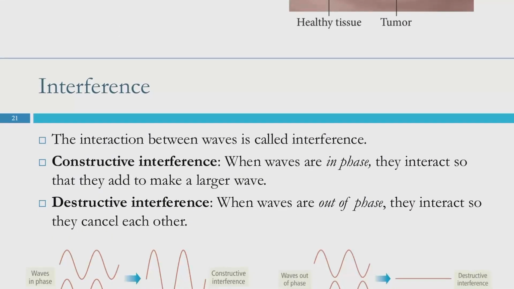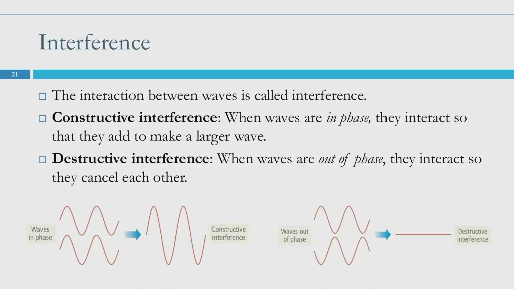Another interesting thing that happens with waves is that you can get interference. This happens with waves in a pool as well as with light and sound. So there are two types of interference. There's constructive interference. Construction is when you're building stuff. Constructive interference is when the waves are adding together. And we would call this in phase.